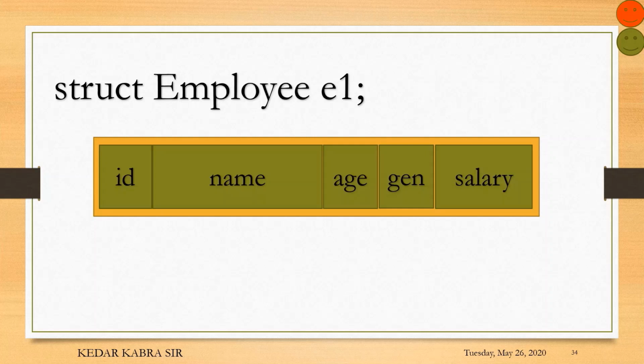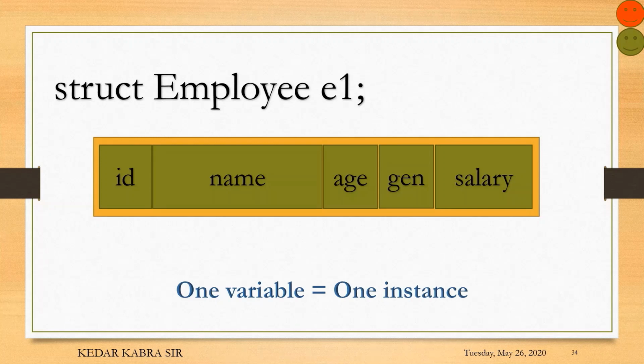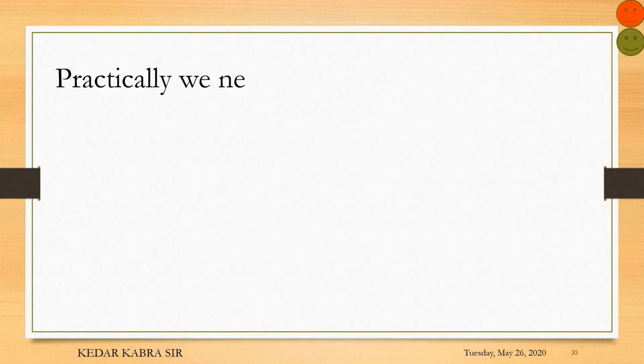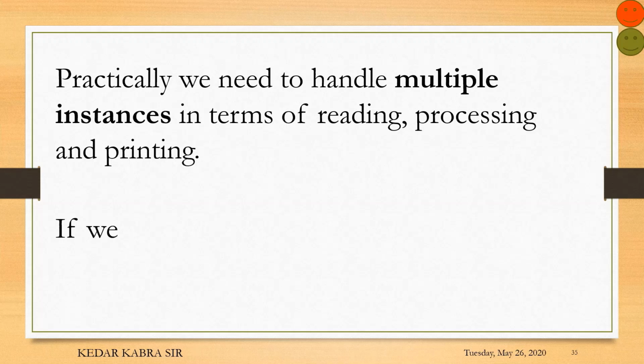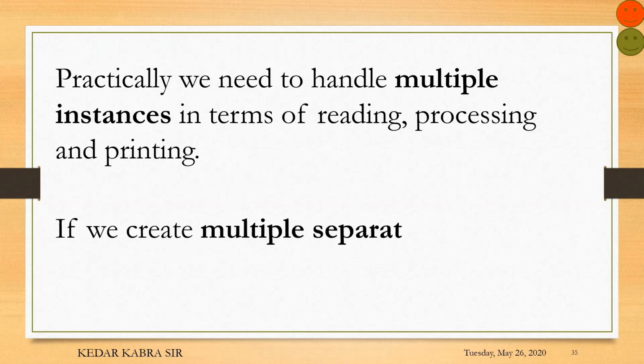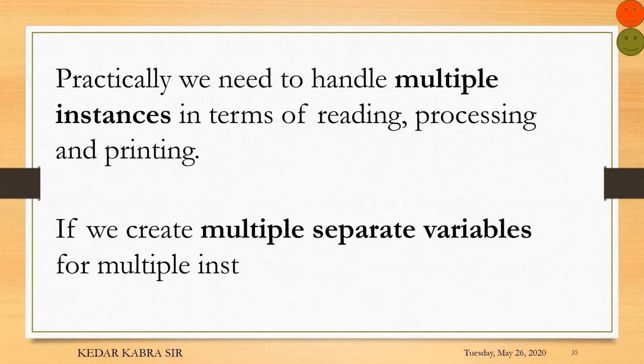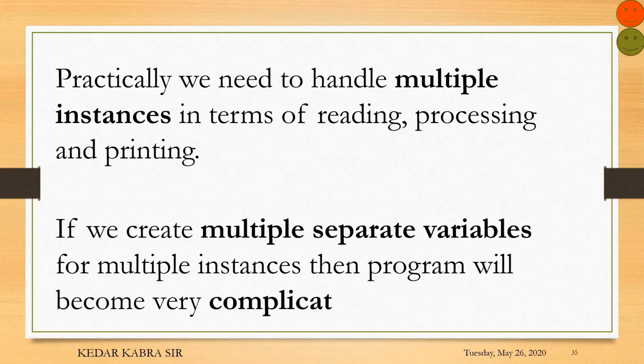Here you can see one structure variable. It has 5 members. We can store information of only one employee in it. One variable is equals to one instance only. Practically, we need to handle multiple instances in terms of reading, processing, and printing. If we create multiple separate variables to handle multiple instances, then program will become complicated.